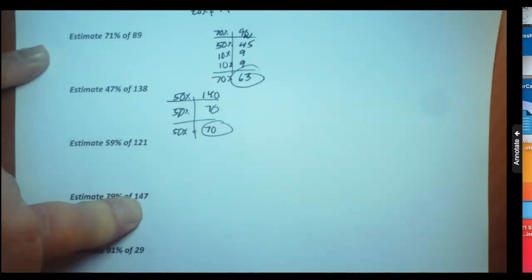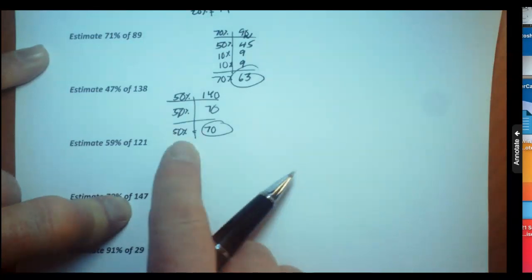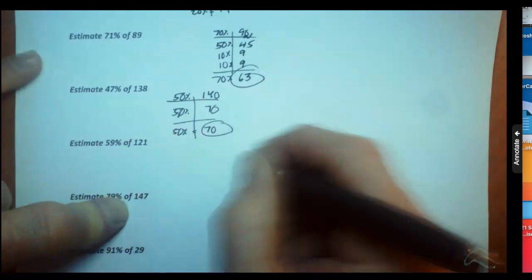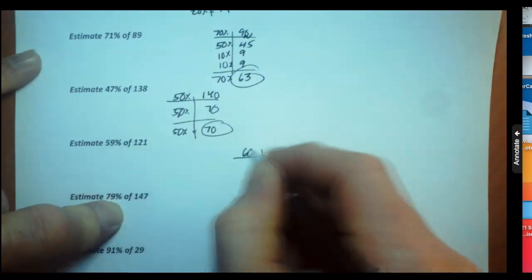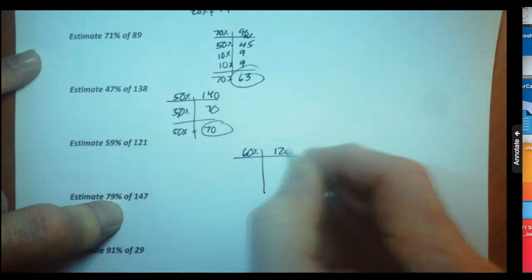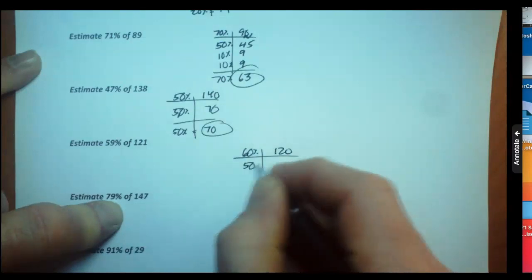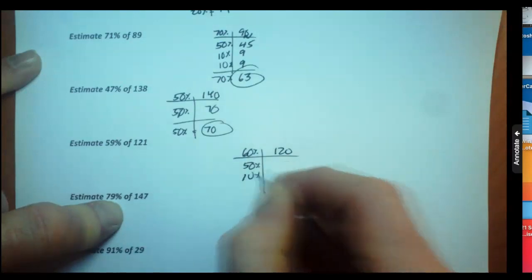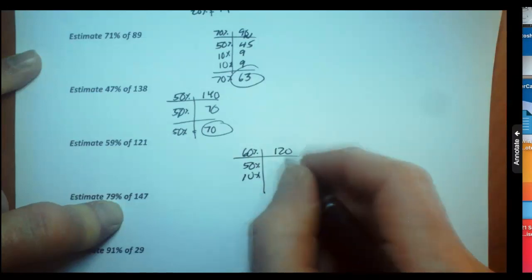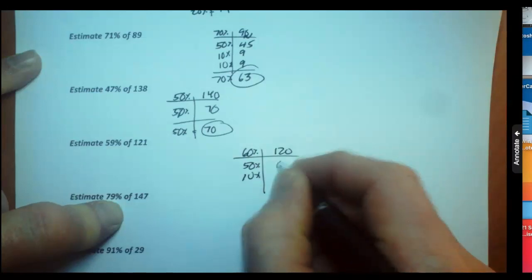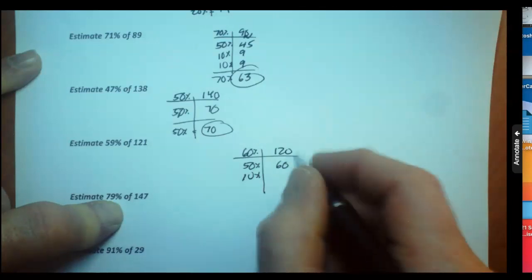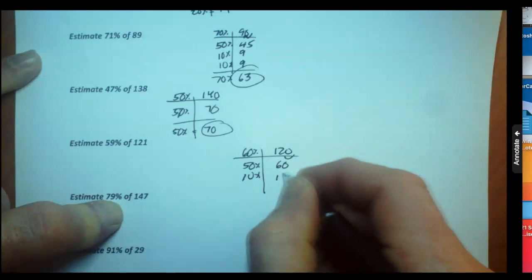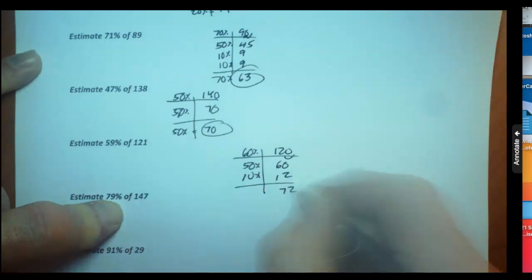So this next one here, I'm going to start skipping this last step where I total things up a little bit. And that's just fine too. So we're looking for 59% of 121. Let's call it 60% of 120. Well, 50% and 10%, right? 50% of 120 is just half of it, which is 60, because half of 12 is 6. So 10%, just move it once, is 12. So when I add these up, I have 72 as my estimate right there.